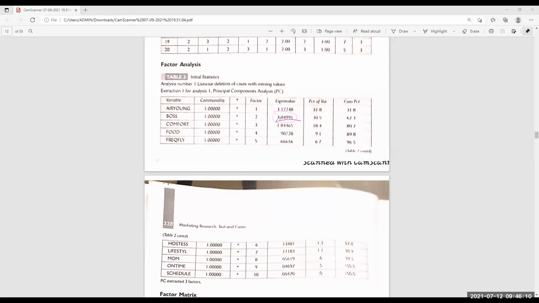And we will pick up an eigenvalue of 1.8, which is more than 1. So how many factors can be picked up? So we realize that there are 3 factors that we can pick up. So 3 factors will comprise different variables. All right. So let us see what are the other factors.